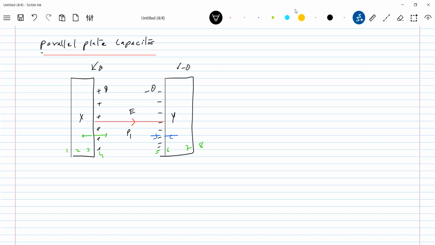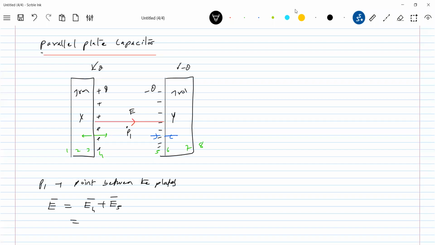At point P1. What is the point P1? Between the plates. What is the electric field at that point? Let it be E. Who will contribute electric field at point P1? I think only 4 and 5. What should be the E4?